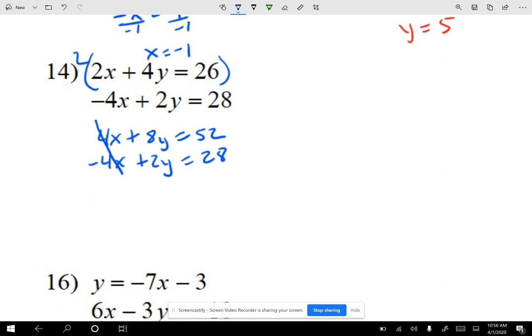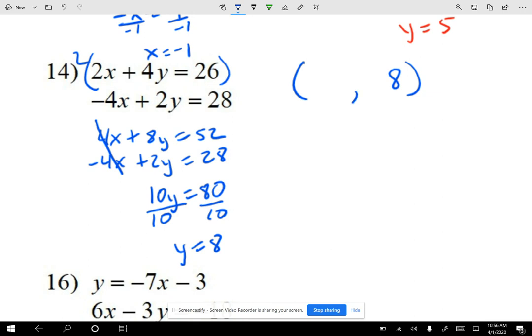Now 8y plus 2y, that's 10y. 52 plus 28, that's 80. Let me divide by 10. So I get that y is equal to 8. So I know half of my answer. Now let me figure out the x value. Let's see which equation is easier to deal with. They look about the same. Personal choice, I don't want to deal with negatives if possible, so I'm going to choose the first equation.